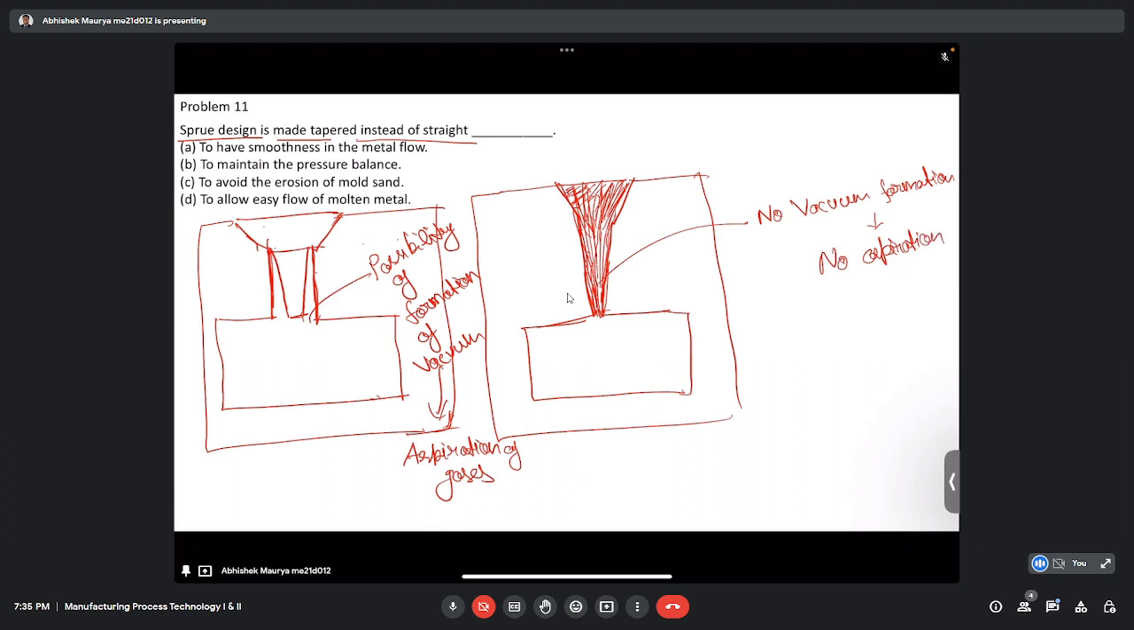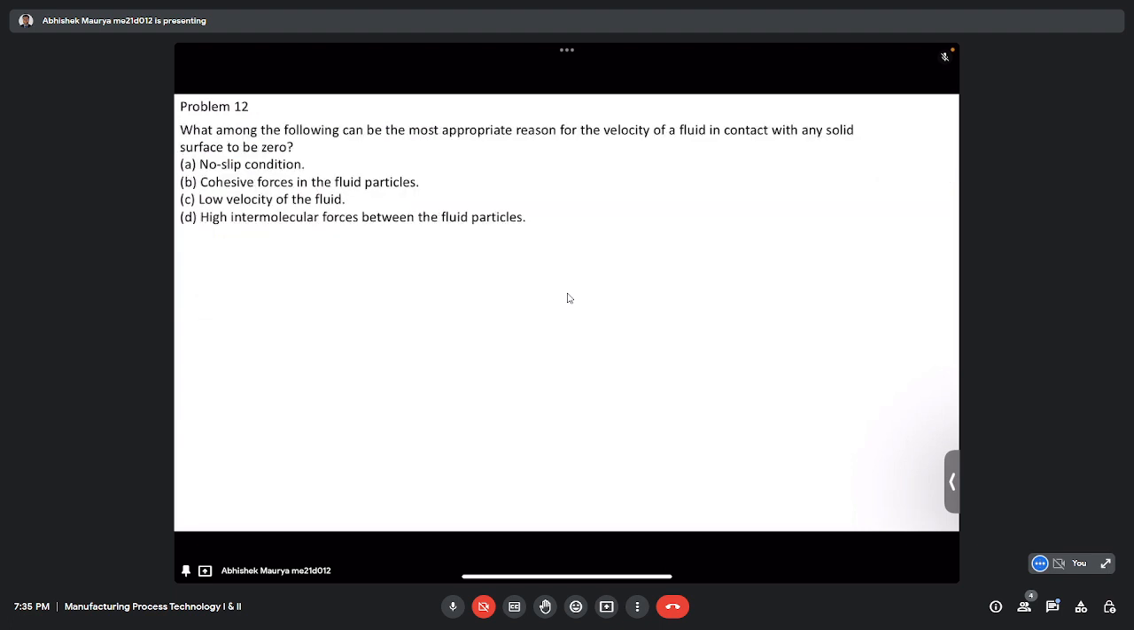So the correct answer is to maintain the pressure balance. So already you have got the correct answer. So we will move to the next problem. Please read the question and you can give your answer in the chat box. After that, we will discuss it together.